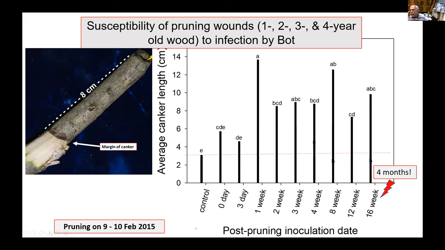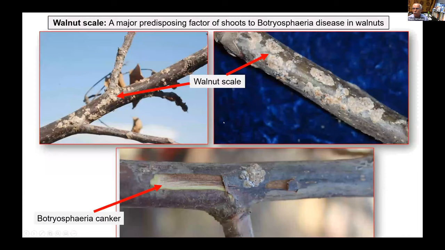And we showed in experiments that these pruning wounds in walnut are very susceptible for a long time, at least for 4 months. We were able to produce cankers up to 8 centimeters here, almost three, four inches, cankers that really are an indication that the pruning wounds can remain susceptible for a long time.